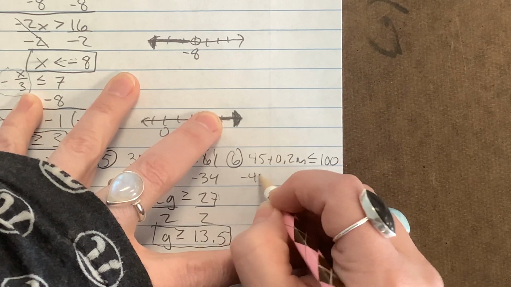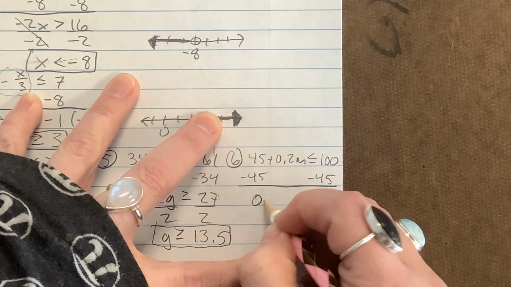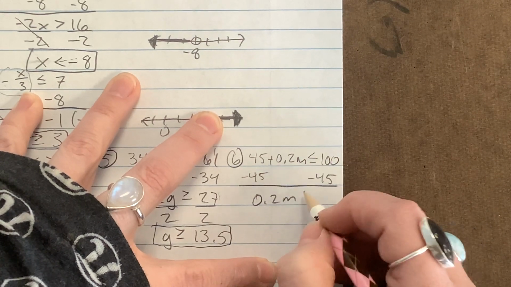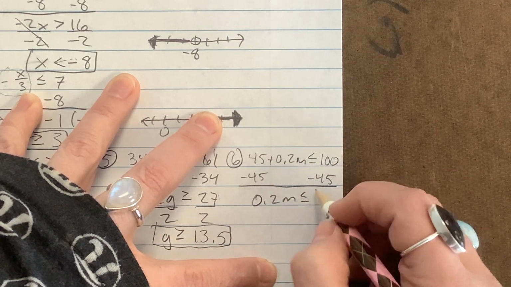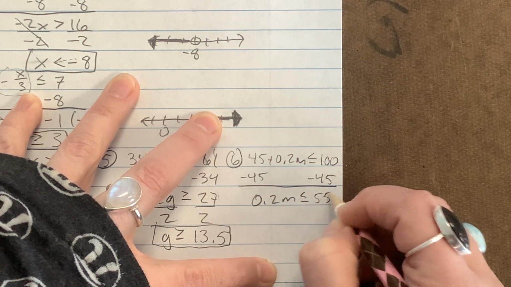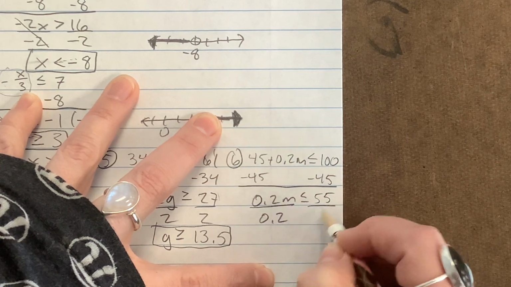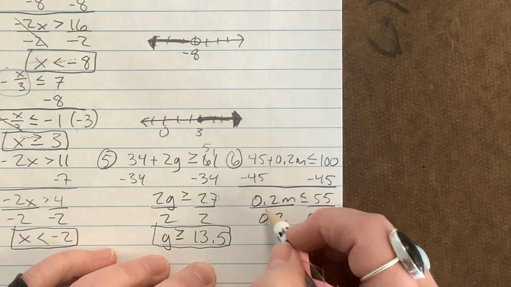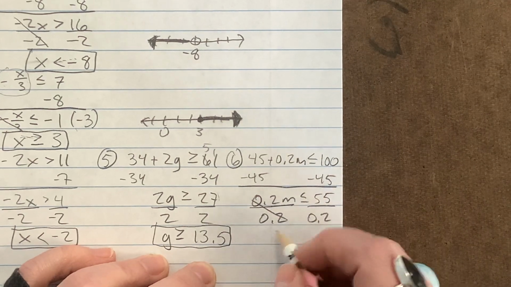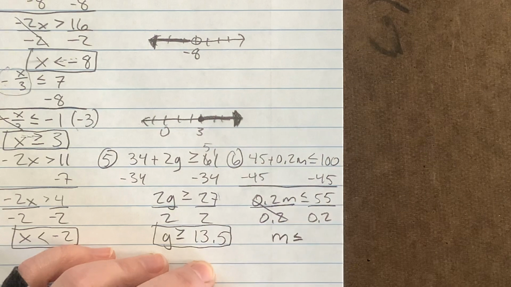Okay, minus 45, minus 45. 0.2m. We haven't done anything to change our inequality, and that's going to be 55. And then we divide by 0.2. Divide by 0.2. Do we need to change our inequality? Nope, because we did not divide by a negative. So we've got miles need to be less than or equal to.